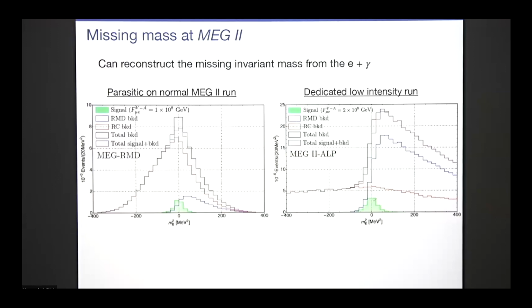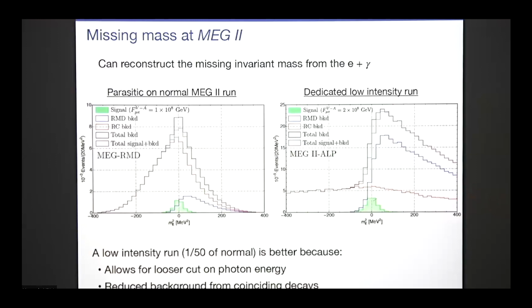But correspondingly, the random coincidence went up less, because this scales quadratically with the rate. And so relatively speaking, to the signal and the radiative muon decay background went down in some sense. So the idea is, if you lower your beam intensity, you can lower the photon cut, and that gets you additional signal acceptance and also lowers this background.